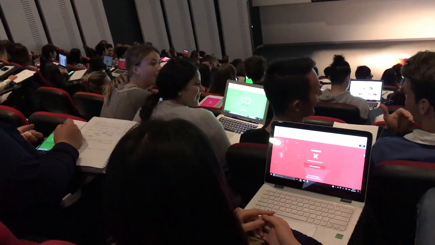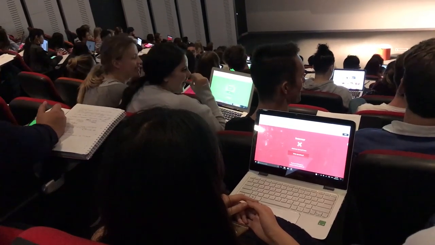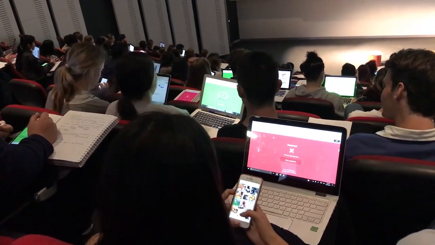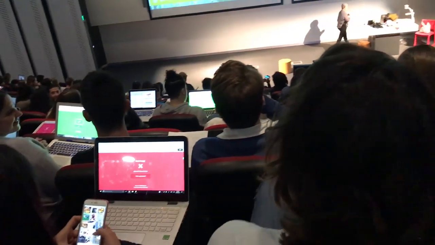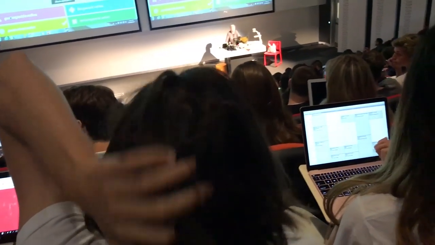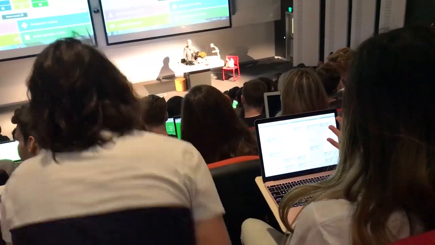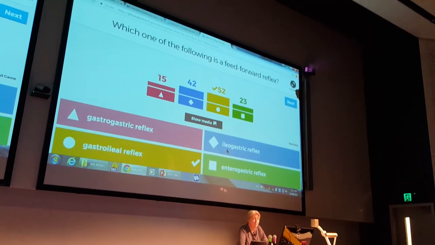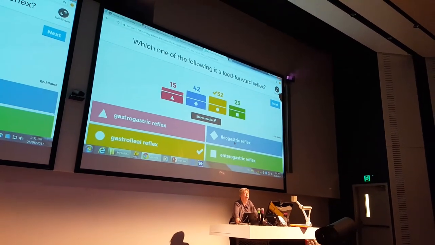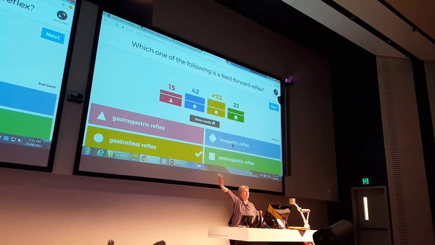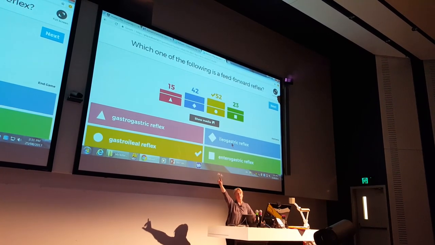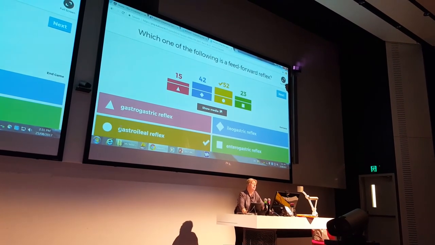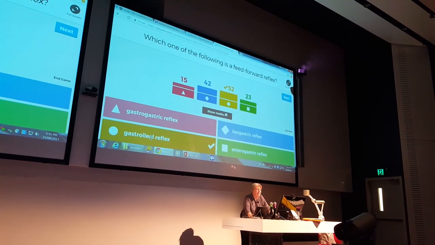Reflex. Remember, the first part of the reflex is where the stimulus occurs. The second part of the reflex is where the response occurs. So the gastrogastric stimulation within the stomach, response within the stomach. Iliogastric response, the stimulus is in the ileum, okay, and the response is back up the gastrointestinal tract, back up in the stomach. That's a feedback reflex. Gastroileal, okay, the stimulus in the stomach giving us a response in the ileum is feed forward.